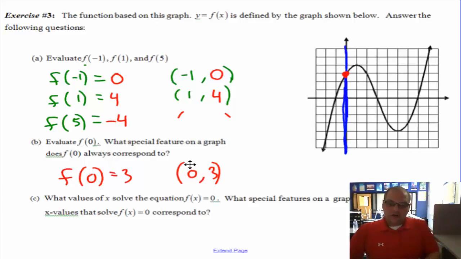What special feature does it correspond to? Well, what do you think it is? What is this representing right here? This 0, comma 3. What is this known as on the graph? Where's it hitting? It's hitting the y-axis. This is known as the y-intercept.